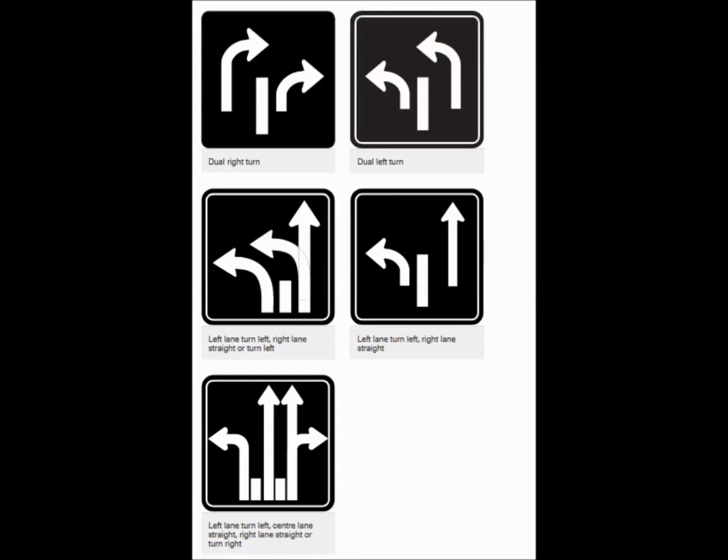Left lane, turn left. Center lane, straight. Right lane, straight or turn right. Image description: a black rectangle with 3 white arrows and 2 dividing rectangles. The first arrow goes straight and then turns left, dividing rectangle. The second arrow goes straight, dividing rectangle. The third arrow splits into 2, with the first going straight and the second going right.